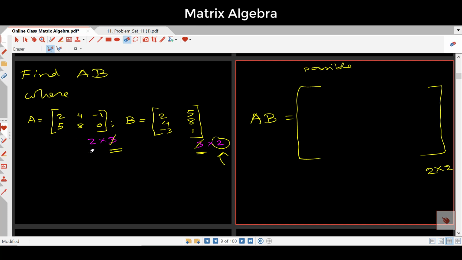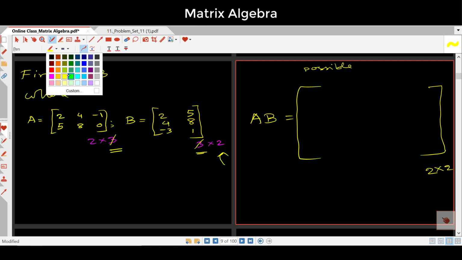So whatever number you are left with, that will be here. That is, the new matrix will have the order 2 by 2, which is coming from the number of rows of the first matrix by the number of columns of the second matrix. So this is how you have to think about it. Now you are sure that there will be 2 rows and 2 columns in the multiplication.